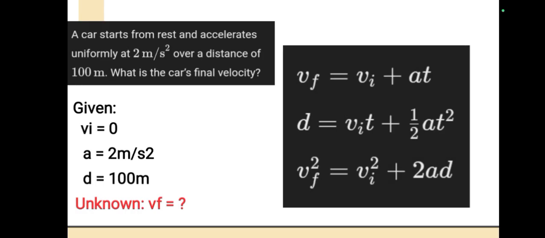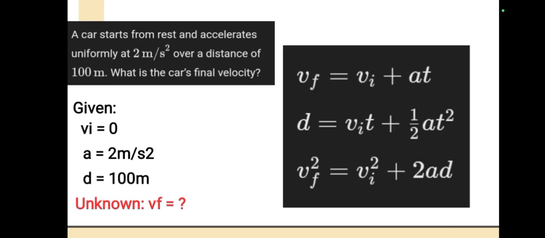Next is to make sure that all the given in the problem is identified in the equation. In equation 1, I have Vf, which is the unknown. Vi is identified as 0. Acceleration is identified as 2 meters per second squared. But the time is not described in the problem. So that means equation 1 is not the correct formula. That leaves me with equation 3.